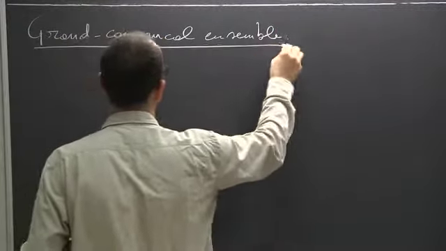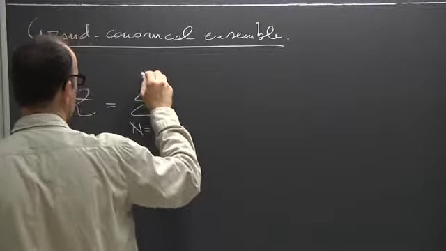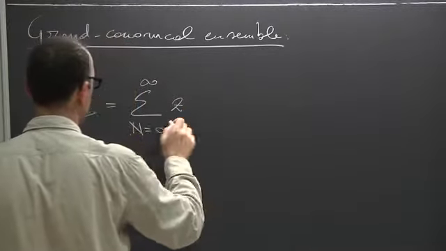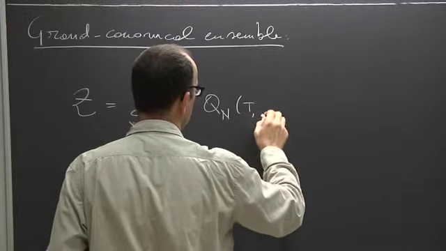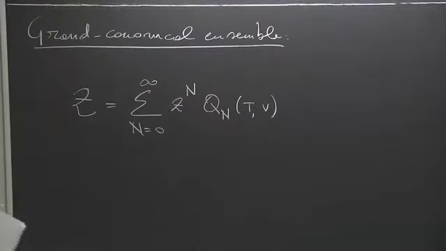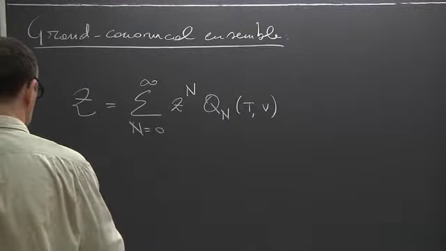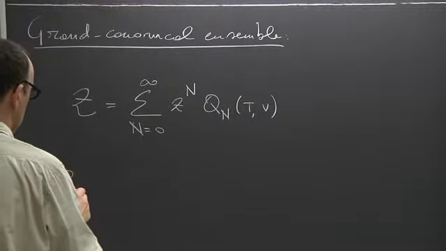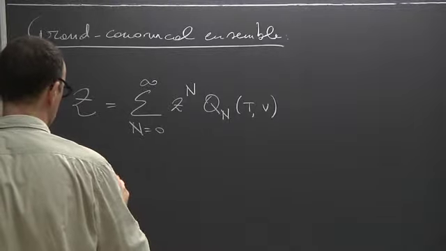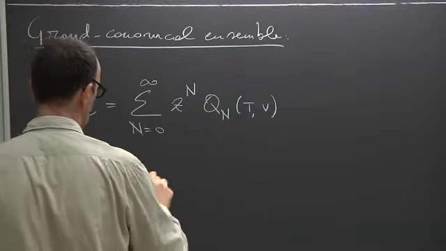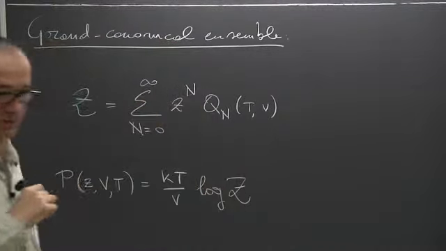First, compute the grand canonical partition function, which is the sum over all the numbers of particles n of the fugacity z to the power n times the canonical partition function for a system of n particles at temperature T and volume V. Once you have computed this quantity, you can compute the thermodynamics by the relation: the pressure P as a function of chemical potential, volume, and temperature is equal to kT divided by V times the log of the grand canonical partition function.